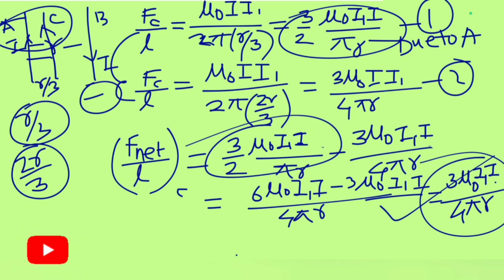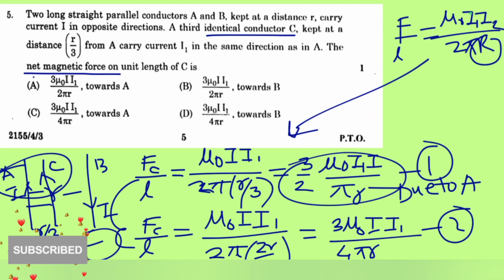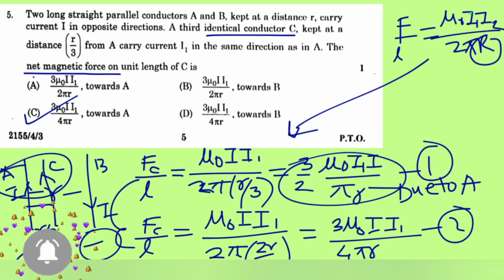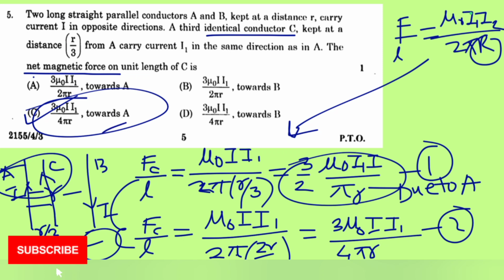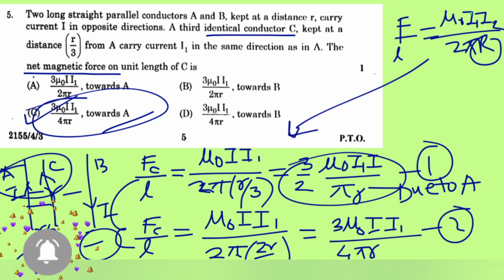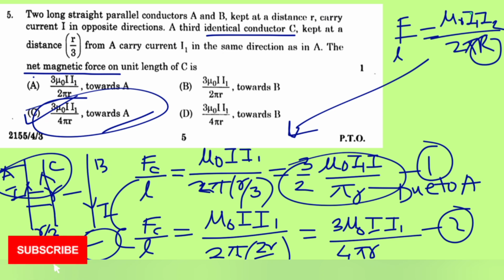So let's see where the option is given. Here option C will be the correct answer, and secondly it will be towards A. Why? Because the force due to the current conductor A on the conductor C is more, so it will be towards A. I have already told you at the initial part of the explanation that whenever the currents are flowing in the same direction, there will be attraction. So it will go towards the conductor A, and the answer will be option C.